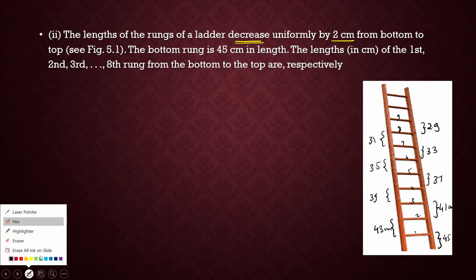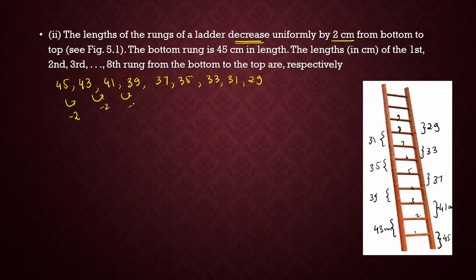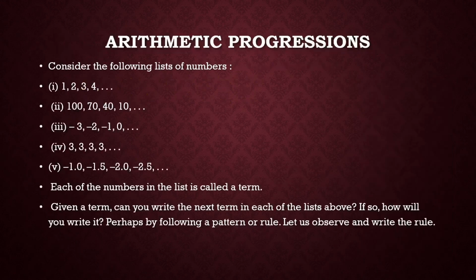So here you can write the series: 45, then the second got reduced by 2 to 43, then 41, 39, 37, 35, 33, 31, 29. Here can you observe a pattern? Yes, each of them is getting reduced by 2. So I can write minus 2, minus 2, minus 2, minus 2, minus 2, minus 2. This is the pattern that you can observe, right? There are more examples given in your textbook. You can refer to them. Here I have discussed only 2 examples.